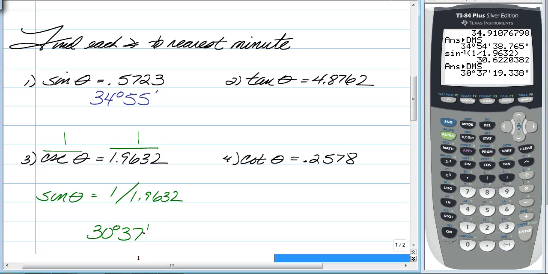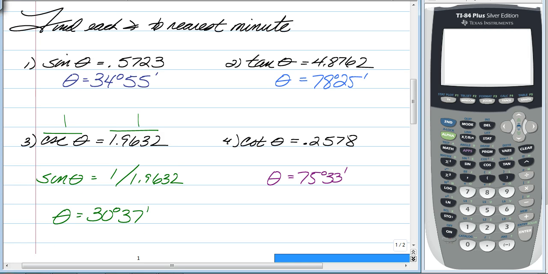Okay, so that's it. Again, it's just calculator work. You've got to be familiar with how to use your calculator at all times. So you get to practice number 2 and 4. Go give them a try on your own. So you should have 78 degrees and 25 minutes and 75 degrees and 33 minutes if you did that correctly.